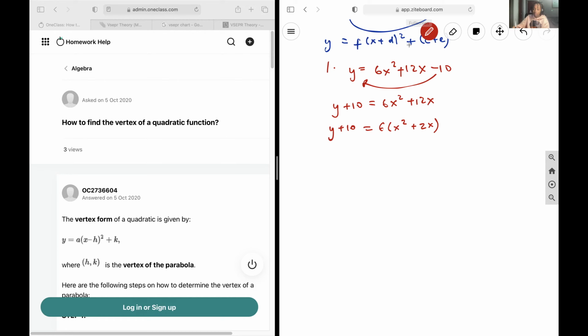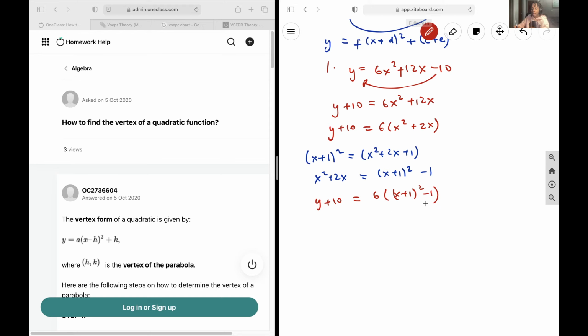And next up, we want to complete the square. So for this part, let's just do it on the side quite quickly. We know that x plus 1 squared is going to give us x squared plus 2x plus 1. This means that x squared plus 2x is going to be x plus 1 squared minus 1. So we want to take away that extra one that we have left over. So when we go back to what we were doing, we get y plus 10 is equal to 6 into x plus 1 squared minus 1.